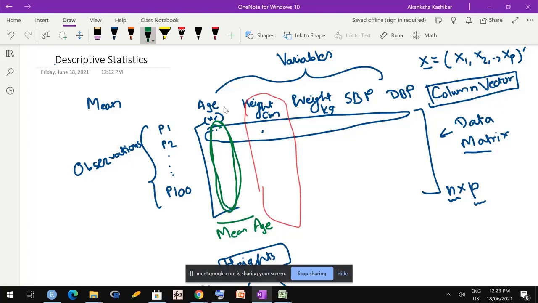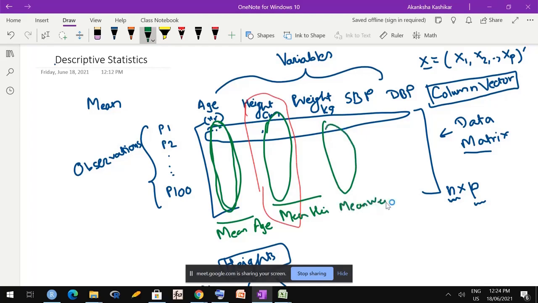Okay. So I have 100 people and I have ages of each of them. So if I take mean over all those 100 entries corresponding to age, I will get mean age. Similarly, if I take mean over these 100 entries, I will get mean height. Then I take mean over these entries, I get mean weight, and so on. Okay. So what I am getting is a mean of individual column.